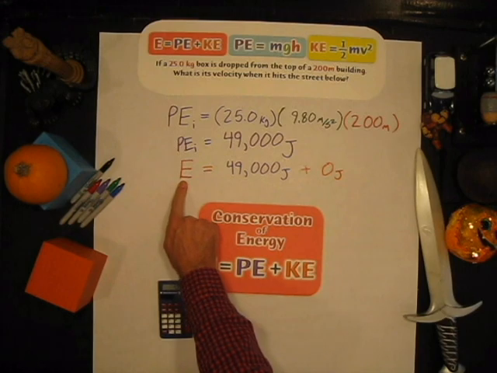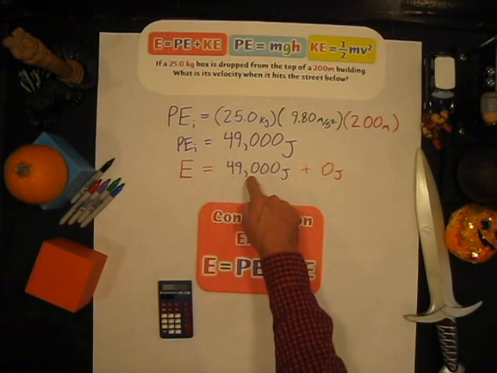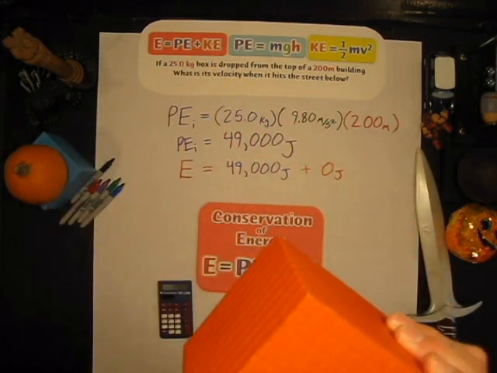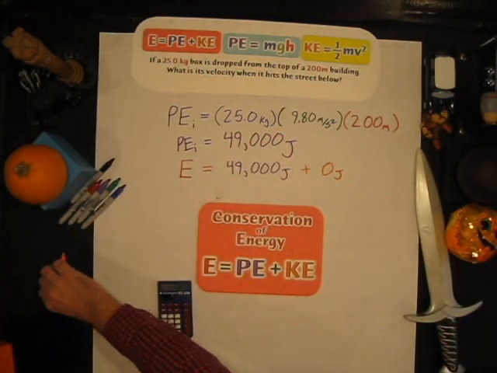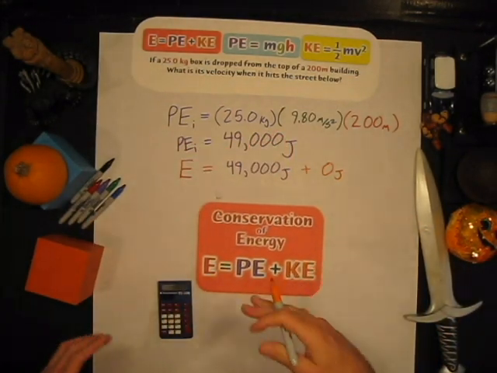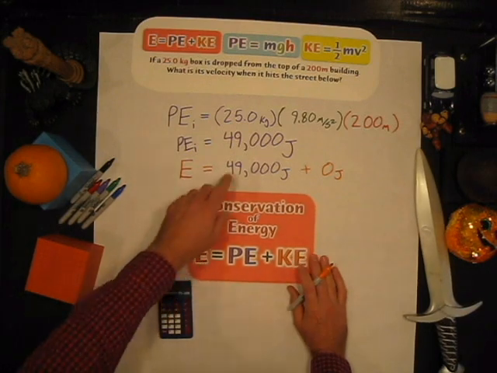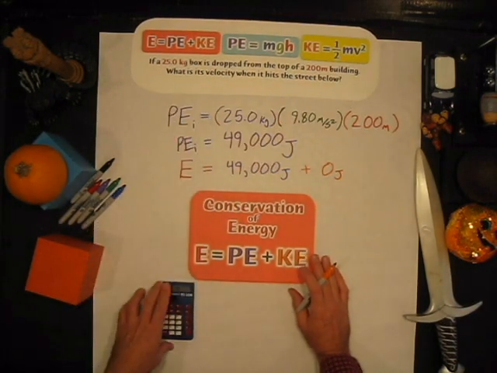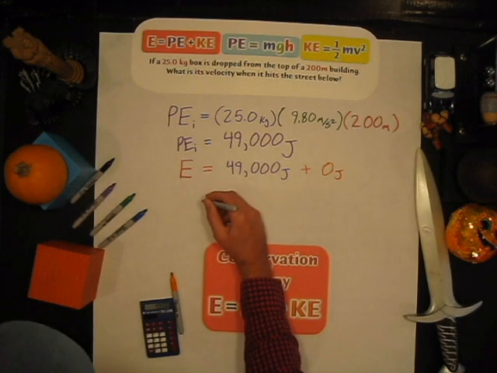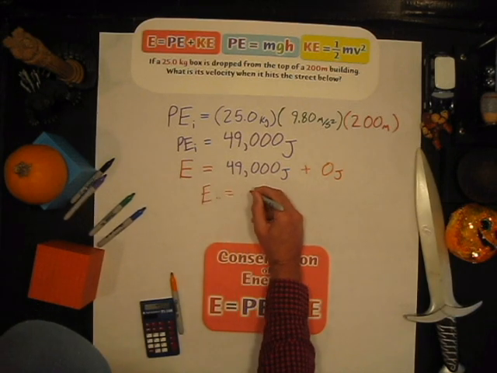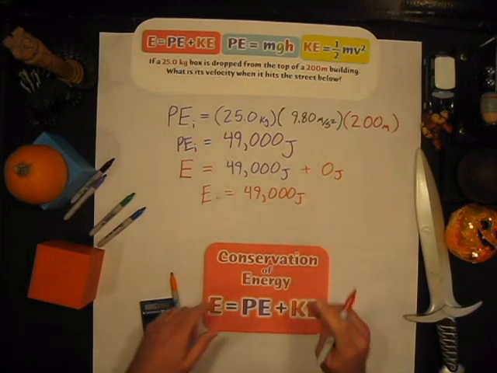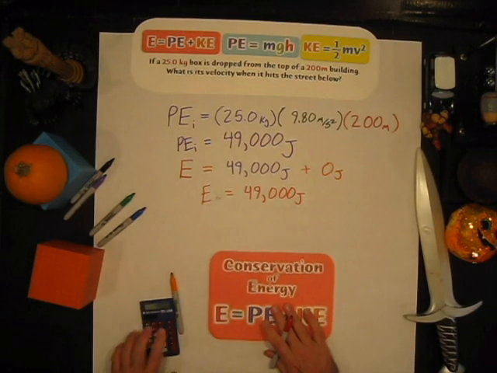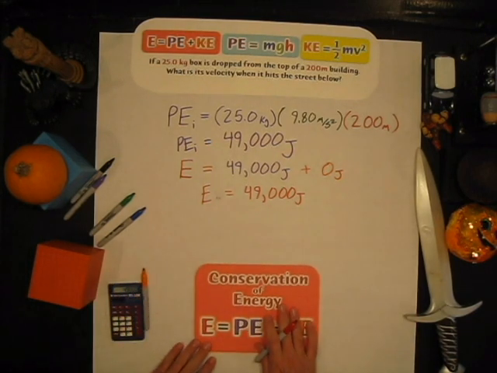So the energy of the system is the potential energy when you were starting. Then of course you release it and it is converted. Some of it is converted into kinetic, more and more until it reaches the street. Okay, so then I could also write that the total energy is just equal to 49,000 joules. Now I could put this in scientific notation, but let's not bother. Let's just do that at the end for our final answer.